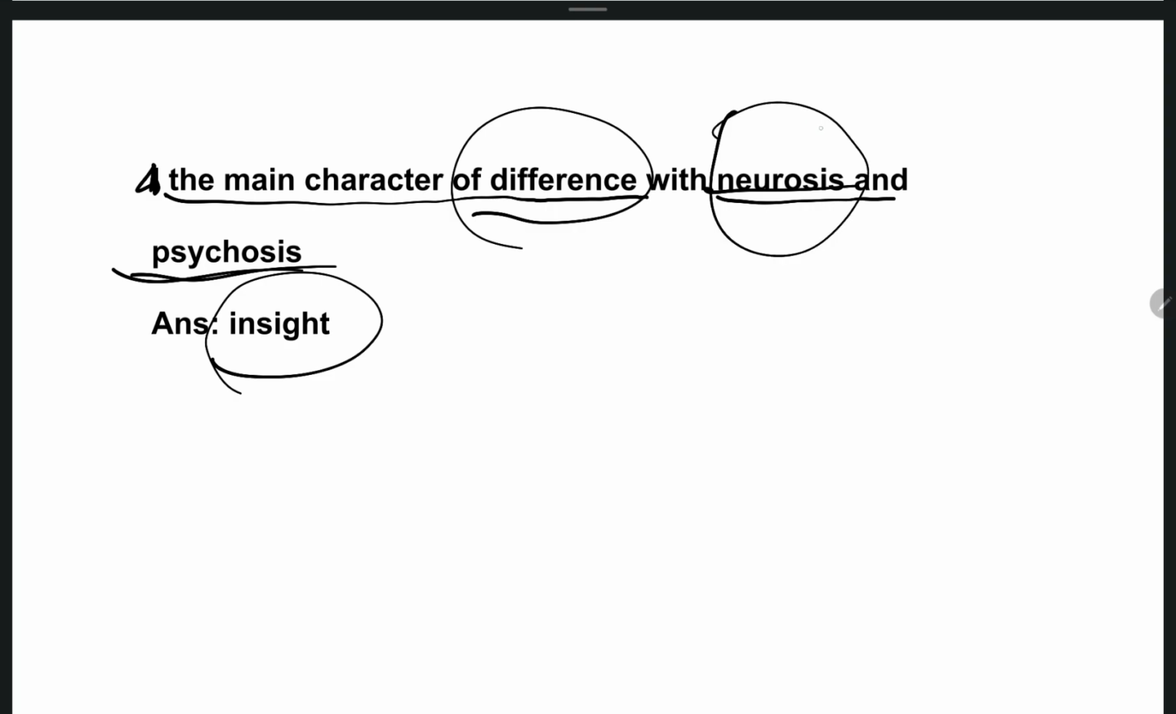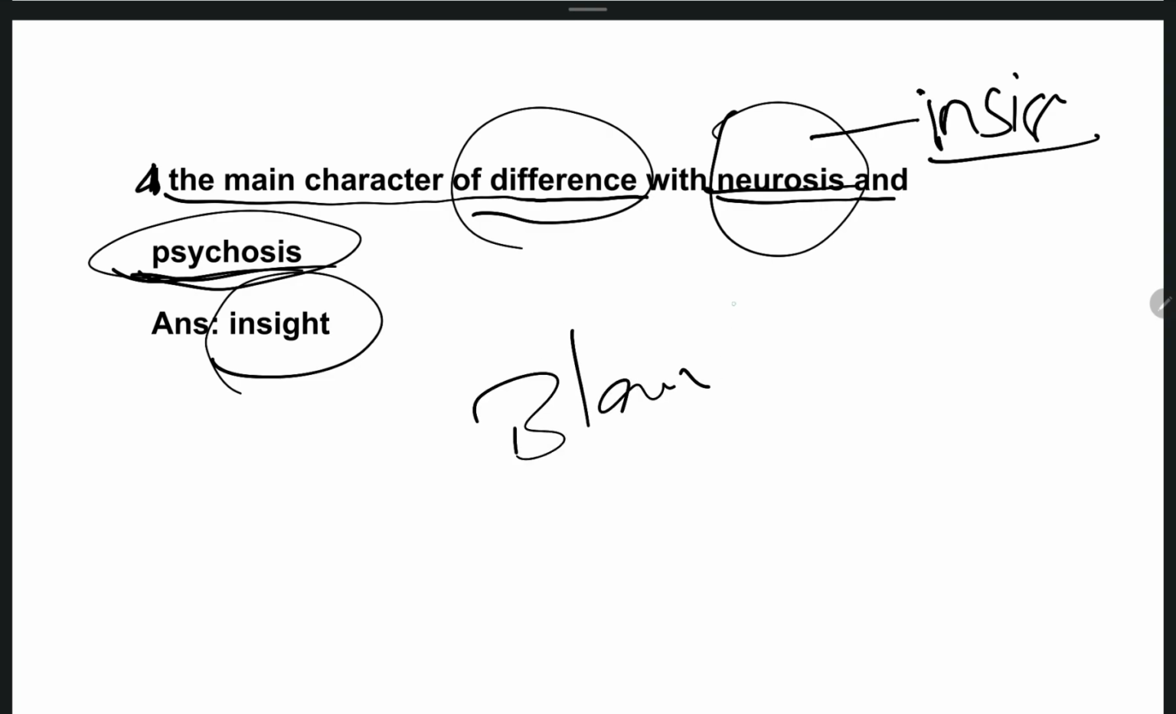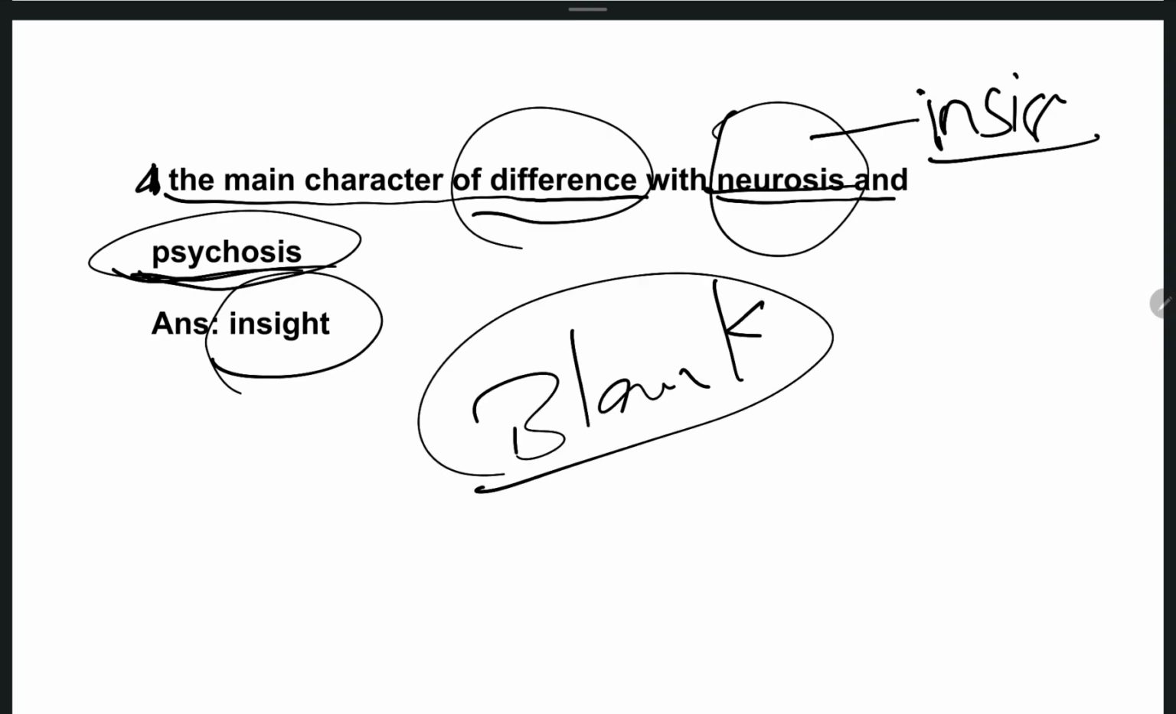In the case of neurosis, the person will have some insight: what I am doing, why I am doing like this, who are they, what they are going to do with me. Some kind of consciousness will be there. But in the case of psychosis, nothing will be there. All the mind is blank. He doesn't know what he is doing, what he is eating, where he is going. Whether he is alive or dead, the person also doesn't find out. That is insight.